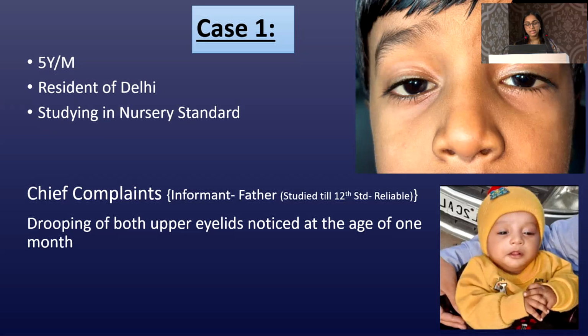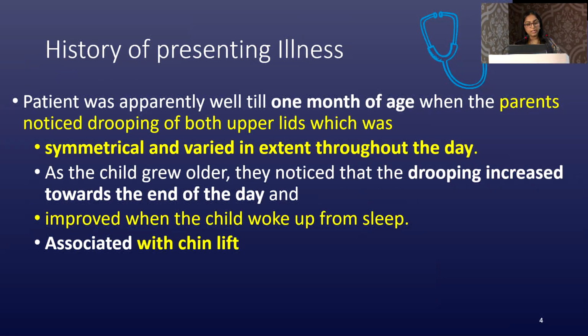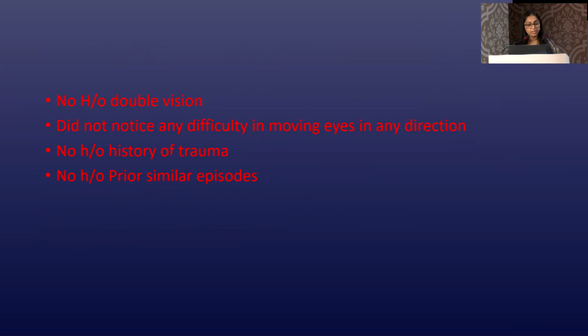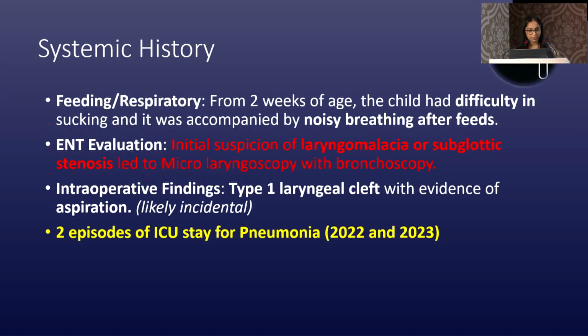My first case is a 5-year-old male who presented with the chief complaints of drooping of both upper eyelids, which was noticed at the age of 1 month. The parents noticed drooping of both upper eyelids, which was symmetrical and varied in extent throughout the day. They noticed that it improved when the child woke up from sleep, and it was associated with chin lift. There was no history of double vision, no history of trauma, and no history of prior similar episodes.